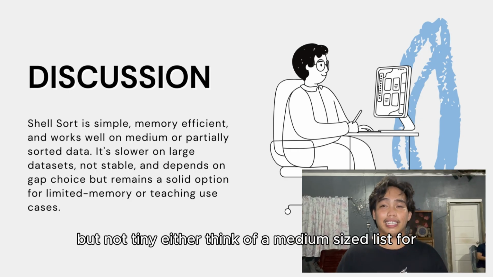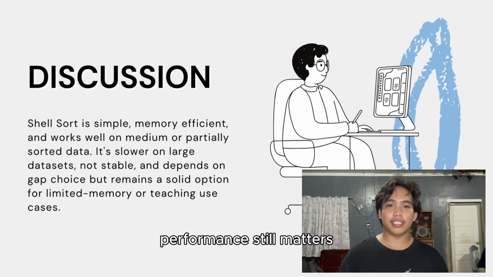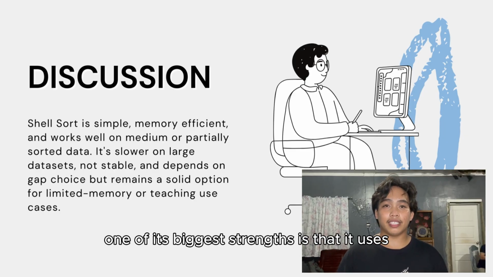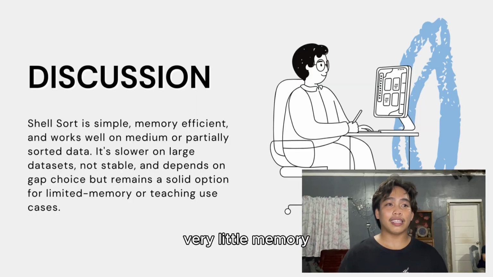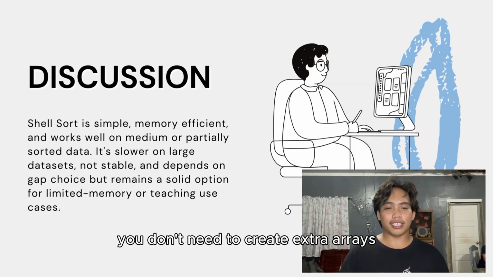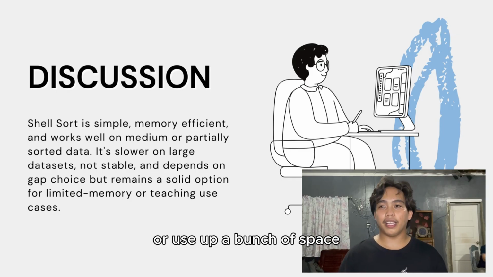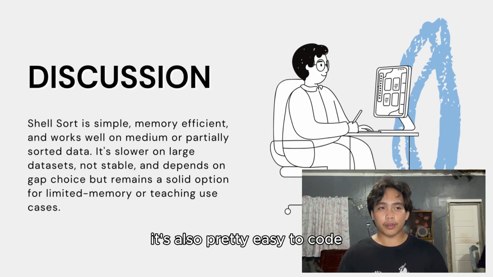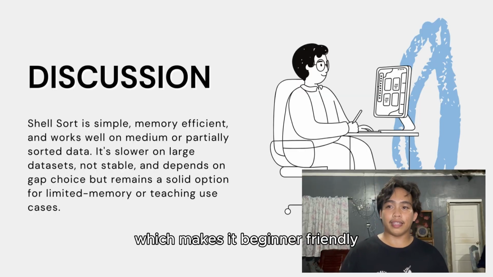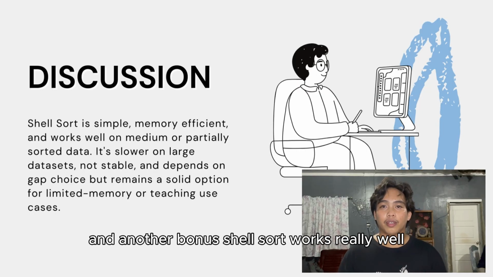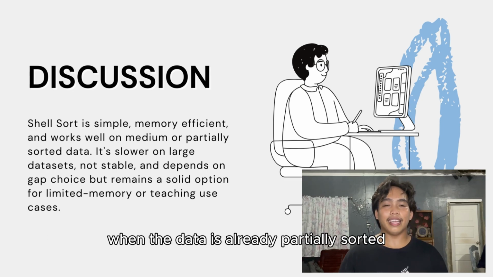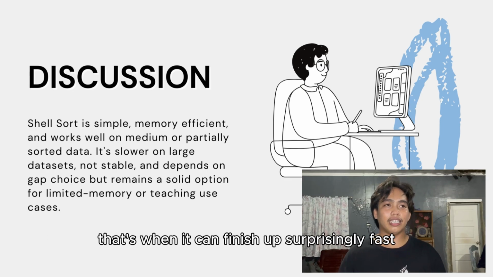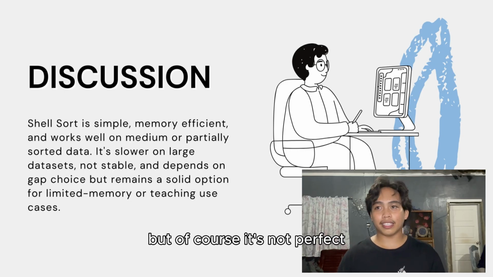Think of a medium-sized list where performance still matters, but you don't need something super fancy. One of its biggest strengths is that it uses very little memory. You don't need to create extra arrays or use up a bunch of space. Everything happens in place. It's also pretty easy to code, which makes it beginner-friendly. And another bonus, shell sort works really well when the data is already partially sorted. That's when it can finish up surprisingly fast, but of course, it's not perfect.